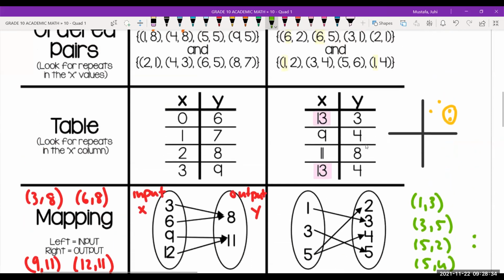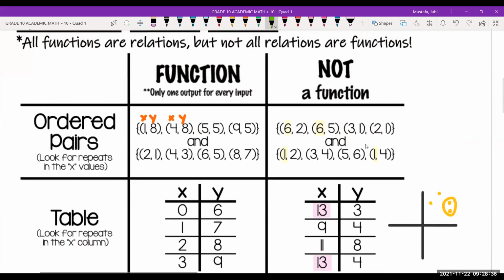After the third example, do you guys kind of see the trend over here? We're looking at the x's and we're trying to see repeating values. Rishi?